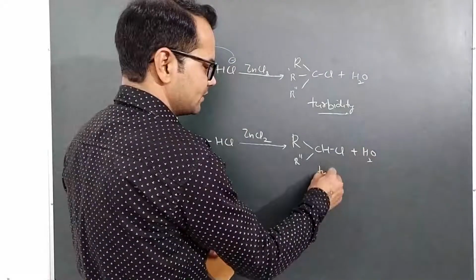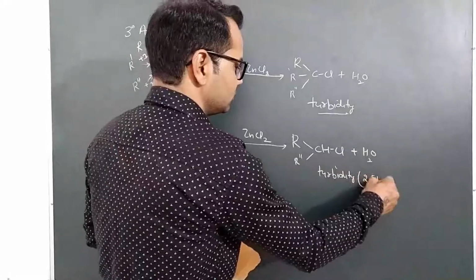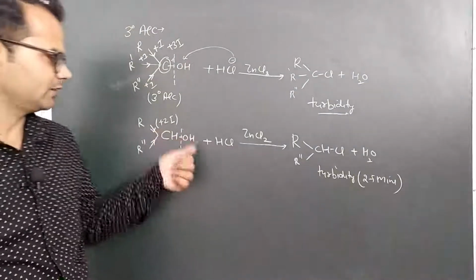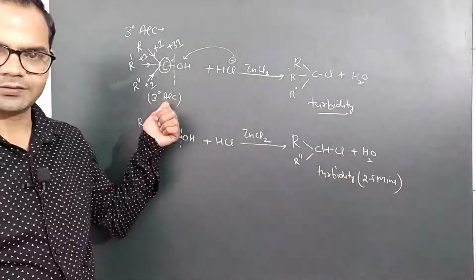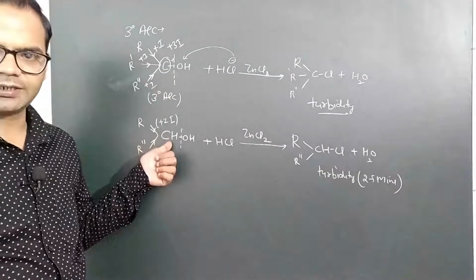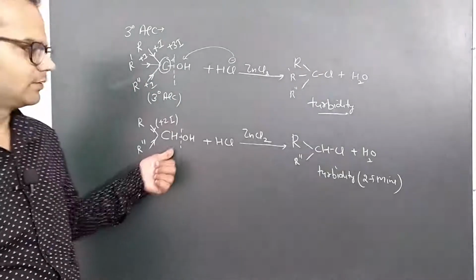Here turbidity appears in 2 to 5 minutes due to the lower reactivity of a secondary alcohol as compared to tertiary alcohol. Here tertiary carbocation will form, here secondary carbocation will form. Tertiary carbocation is more stable than secondary.